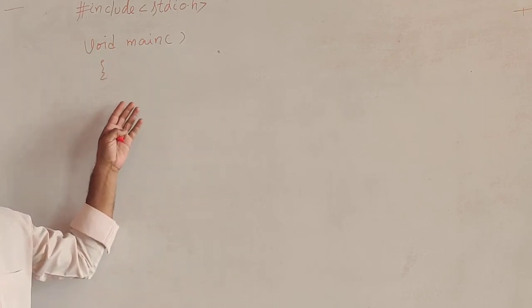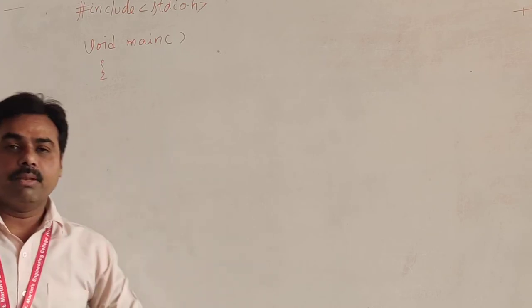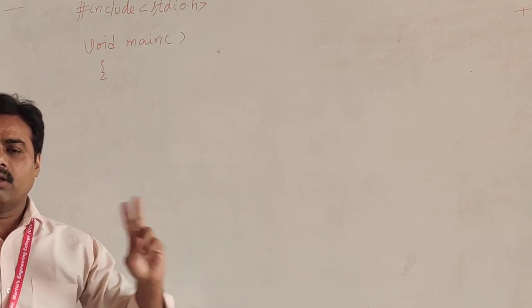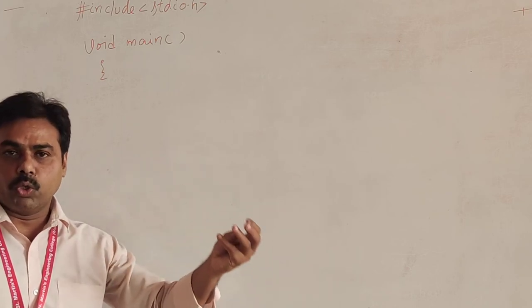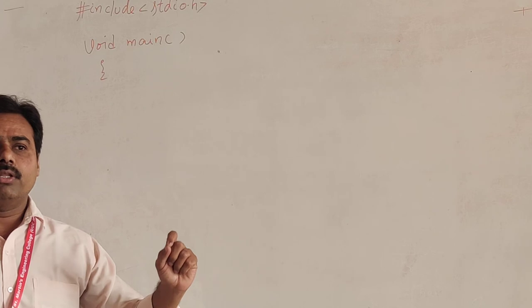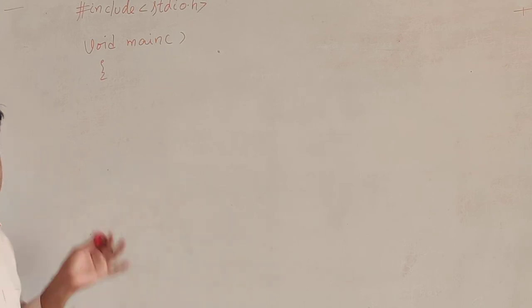The first and foremost instruction in the main function is the variable declaration. How many variables can be declared here? For example, one integer array, one pointer variable. After that, the size of the array: how many elements you want to store in the array can be read in the n variable. After that, for loop purposes, I am using another variable, i. So these are all the variables that may be required.